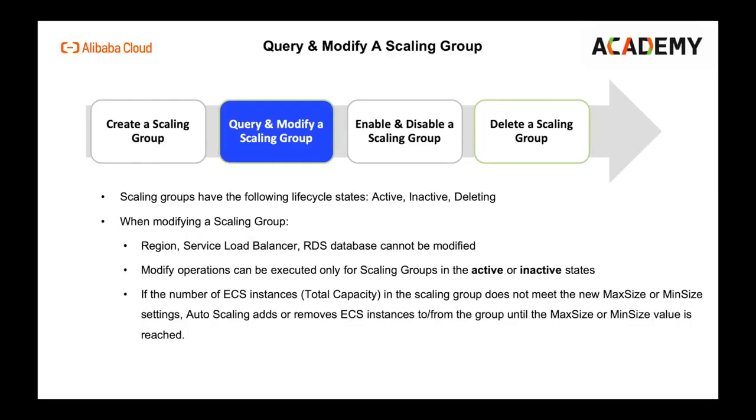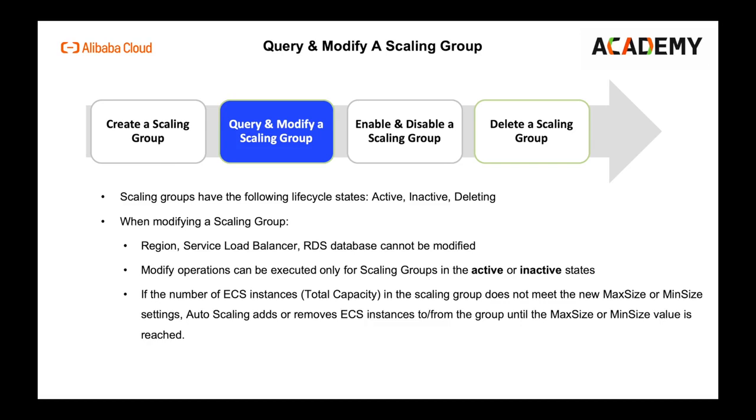So we also need to be able to query and modify a scaling group. Scaling groups have 3 lifecycle states: active, inactive, and deleting. When you're modifying a scaling group, the region, SLB, and RDS database settings cannot be modified, but you can modify some of the other settings for the group, such as the minimum and maximum size. Modify operations can only be executed for scaling groups that are in the active or inactive states.